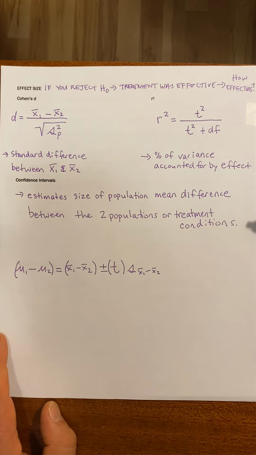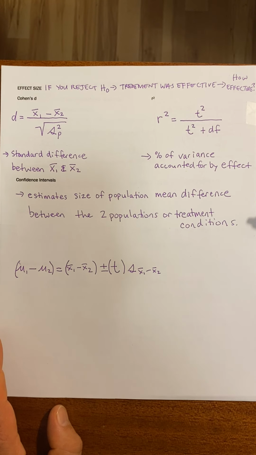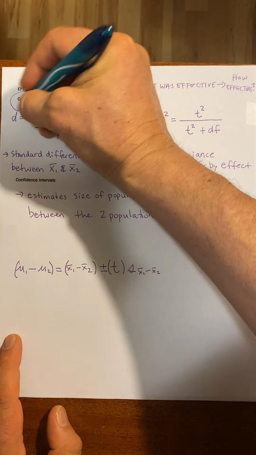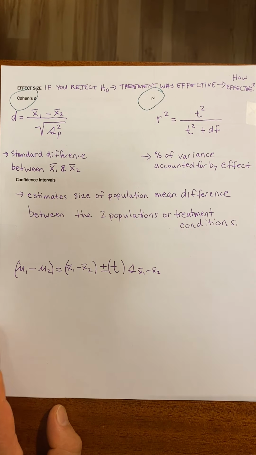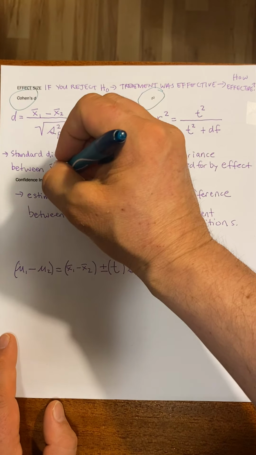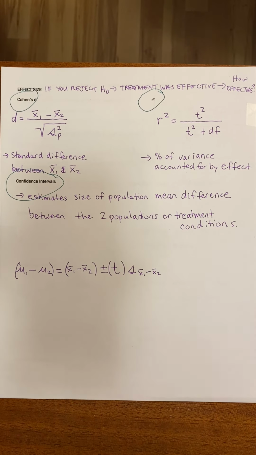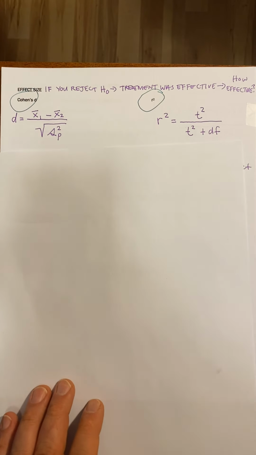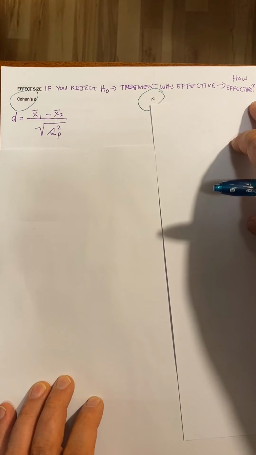There are two ways that we've talked about calculating effect size. One is Cohen's d, and the second is r squared. But there is also a third way that we've been talking about, and that was the confidence interval. I'll go over each one of these individually. I'll start with how to calculate Cohen's d first.